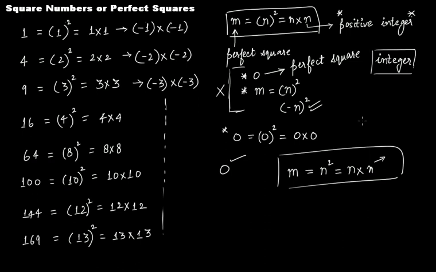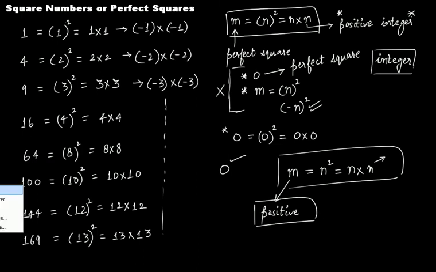And second thing, that this m will always be positive. This m will always be positive, right? Because 1 times 1 will give you 1, minus 1 times minus 1 will give you 1. So tell me whether minus 9 is a perfect square. Minus 9, you can write it as minus 3 times 3. Now, some of you can say that, hey, yes, this is a perfect square because we have 3. No, minus 3 is a different integer, 3 is a different integer.